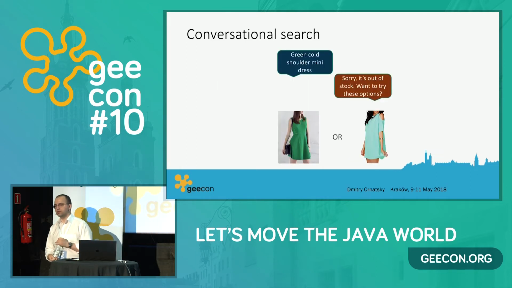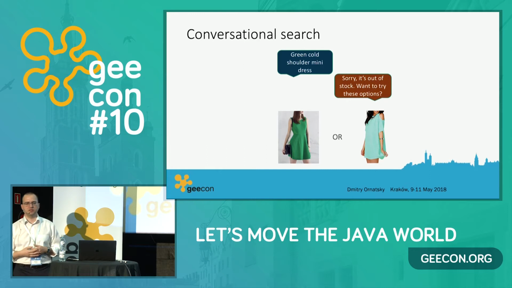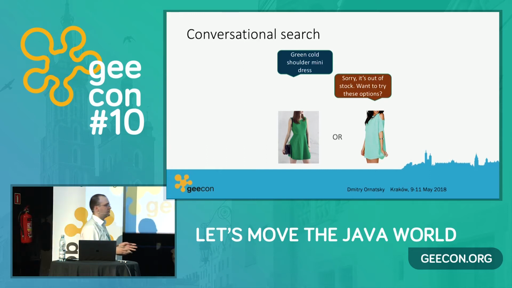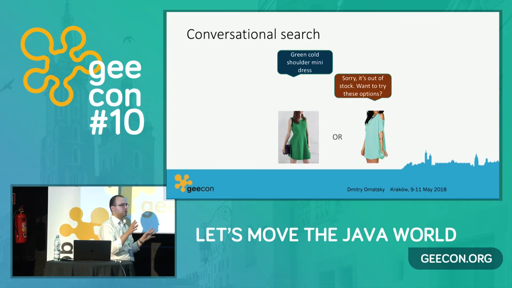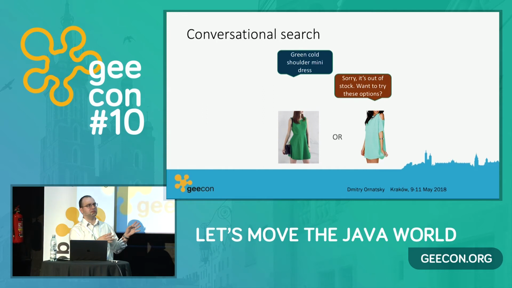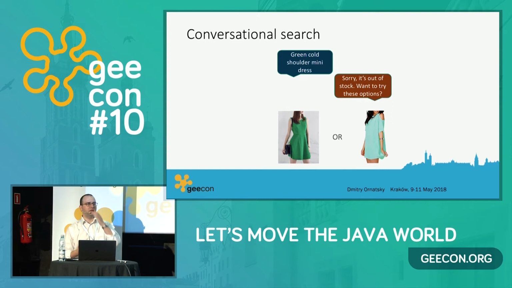So what you want to do in this case is make the customer reformulate or redefine the query so that it brings at least something. One way to do that is to have the search box and use it normally. But once you get to that zero results screen, a virtual assistant pops up and tells you, well, you've been searching for this green cold shoulder mini dress. We have those in different colors. Or maybe you're willing to go for a slightly longer dress or something else.